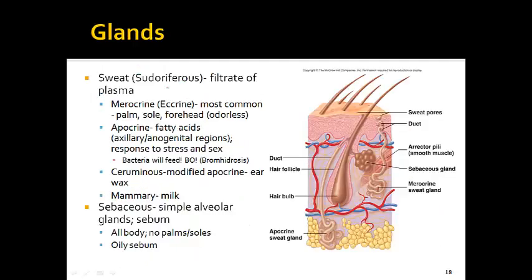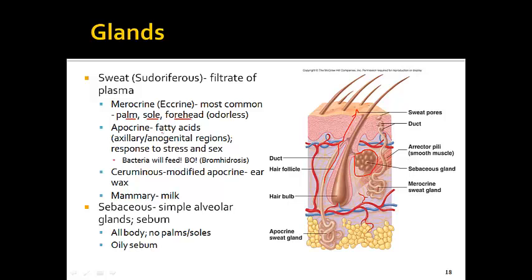Sweat, aka sudoriferous glands, result in a filtrate of plasma working its way up, right up here, through a sweat pore. Notice that sweat glands are not really associated with the hair follicle. The type of gland associated with the hair follicle is a sebaceous gland. Merocrine, eccrine glands are the most common, and these glands are found in the palm, the sole, and the forehead. These are odorless sweat glands.